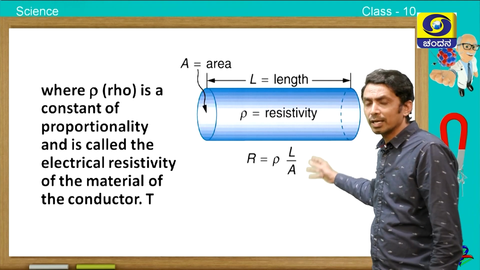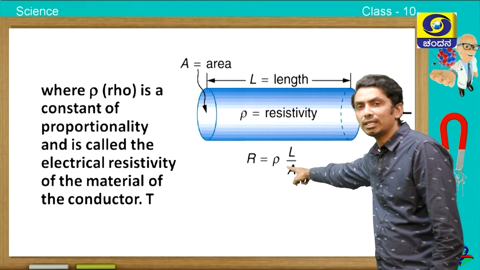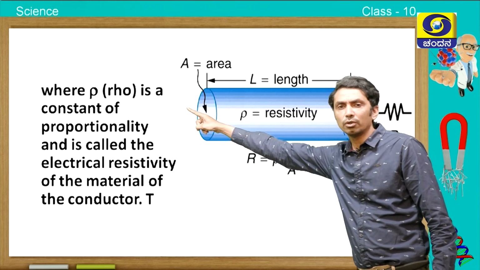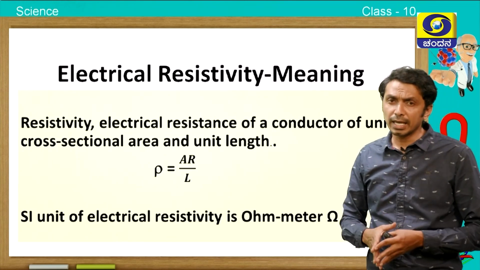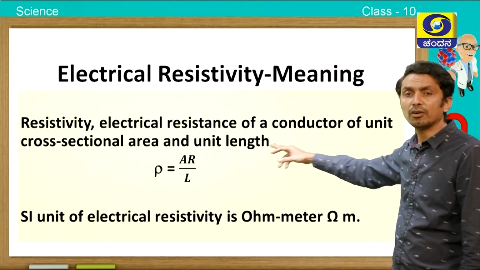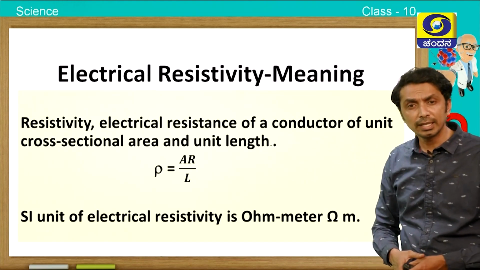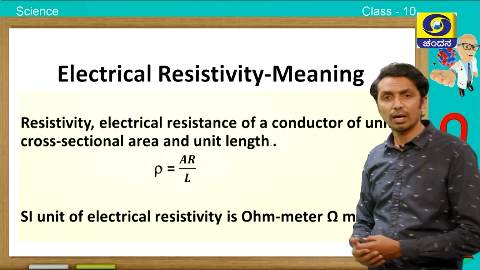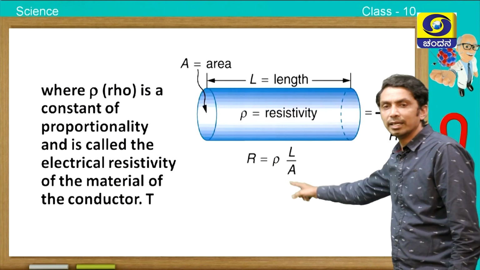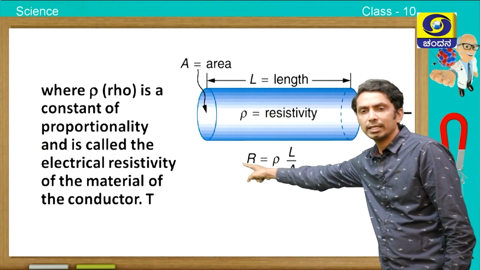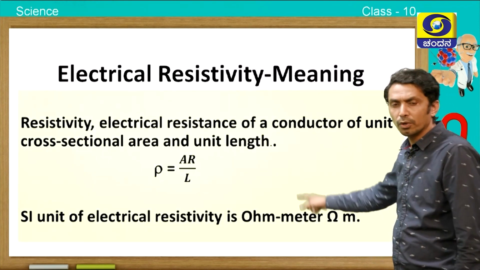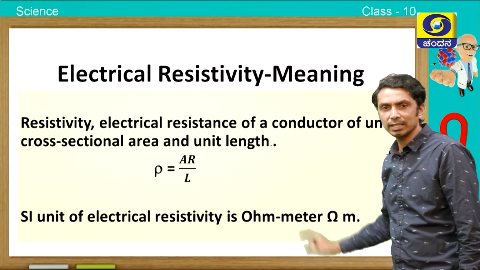So those decisions are made by this one key element called electrical resistivity, which is denoted by this symbol rho. So what is the electrical resistivity? Resistivity is the electrical resistance of a conductor of unit cross sectional area and unit length. Rho is equal to A into R by L. How did we get this? Rho is equal to A into R by L. Here we have cross multiplied A into R and L we have transposed to the denominator. So we get rho is equal to A into R by L.